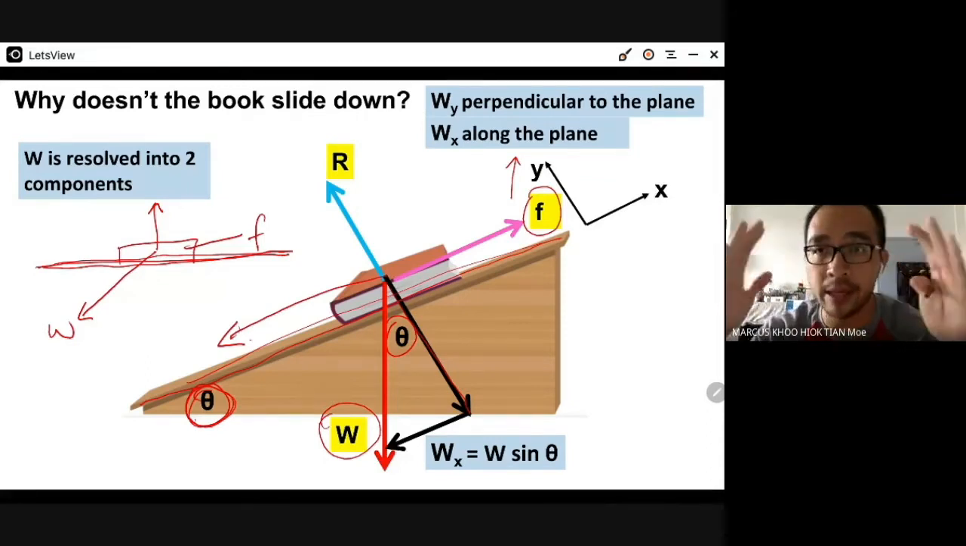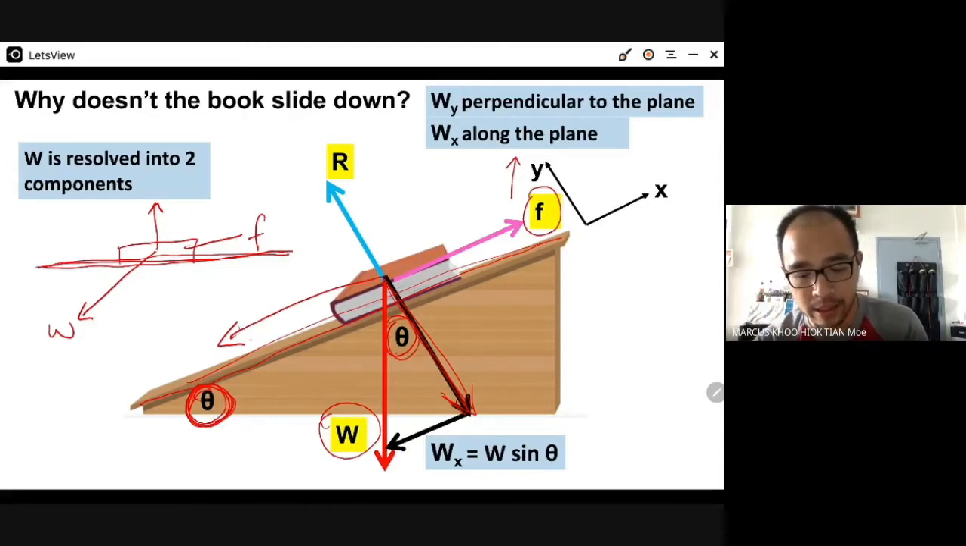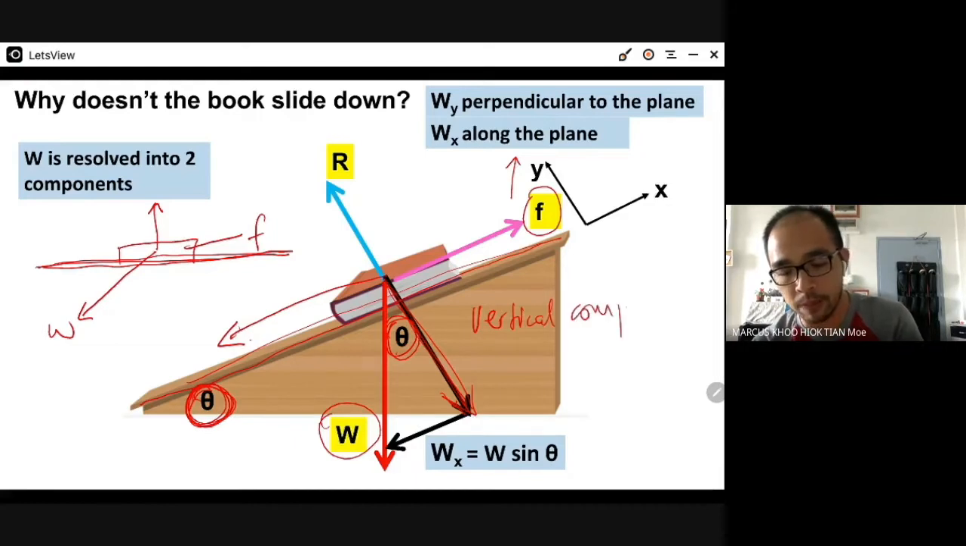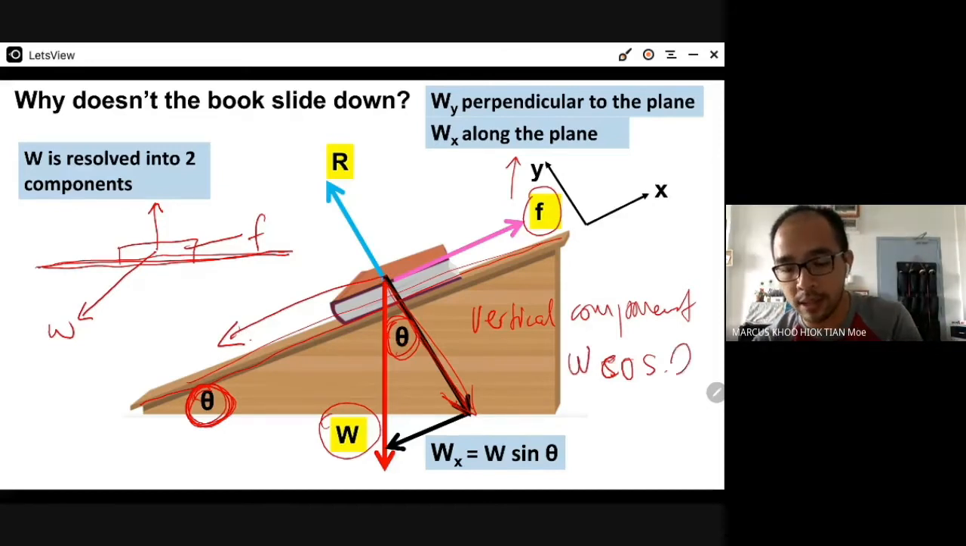Okay, this is very important. People always forget this. The angle of the hill is equal to the angle that touches the vertical axis, the Y axis. Which means the vertical component, we have to use cos, because the vertical component touches the angle. So it will be W cos theta.